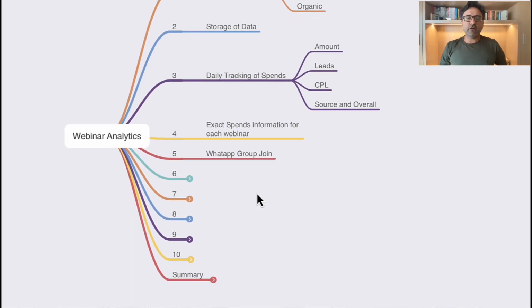Fifth is the WhatsApp group. Now, normally what happens is that whenever you create a landing page, once you capture the data of the customer, you invite them to a thank you page. And on the thank you page, you may be giving them some sort of WhatsApp group which they can join, which is very, very important for us to monitor, how many people are joining those WhatsApp groups just before the webinar is going to start.